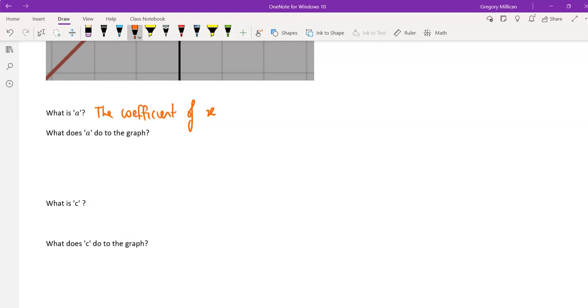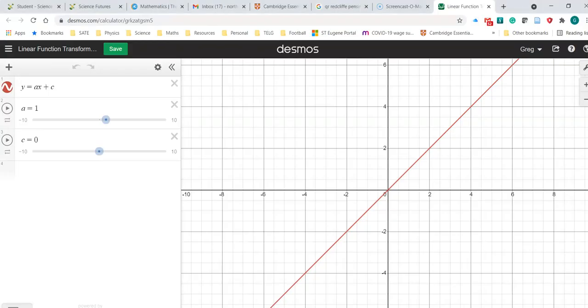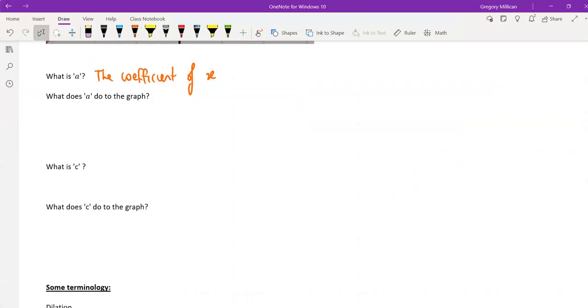Then put A back to 1, because at the moment the defaults are A is 1 and C is 0, so the Y equals X function. Once you've played with A and worked out what you think you're going to write, put A back to 1 and then play with C. Tell me what you see. Back in OneNote, what is C in the equation? And what does it do to the graph? When you play around with C, what happens? I'll give you about 5 minutes to play with that. Talk to each other about it while you're doing it, so you can come up with some sort of solution to those questions.